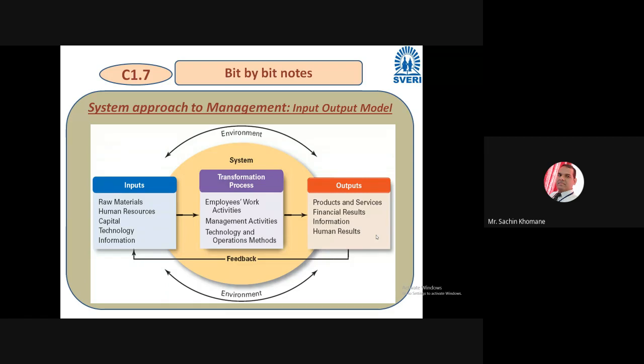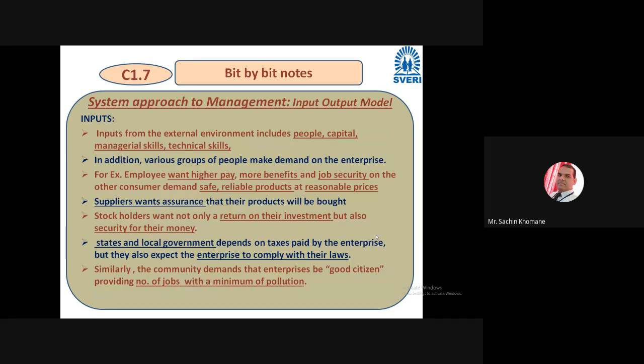Along with these inputs, we have seen inputs from the external environment. You will get people, capital, manager skills, technical skill, machinery, man, money. So all things you will get, but in addition, you will have various inputs, and the manager has to consider those inputs also. And sometimes people neglect them, and we also think these inputs are not valuable.